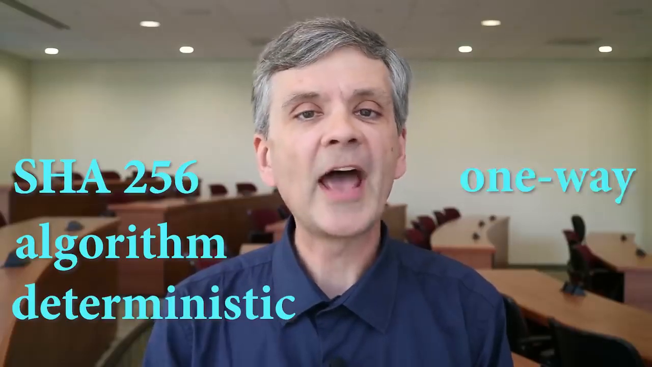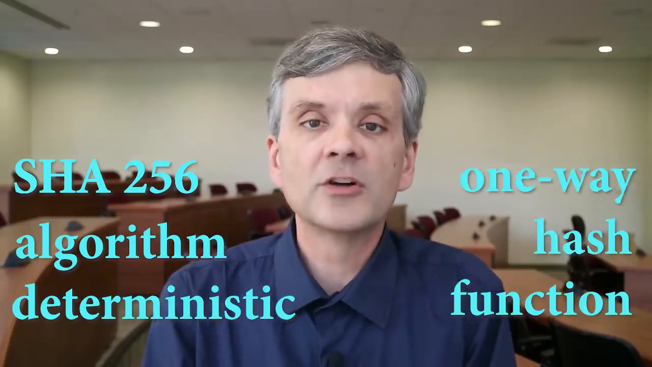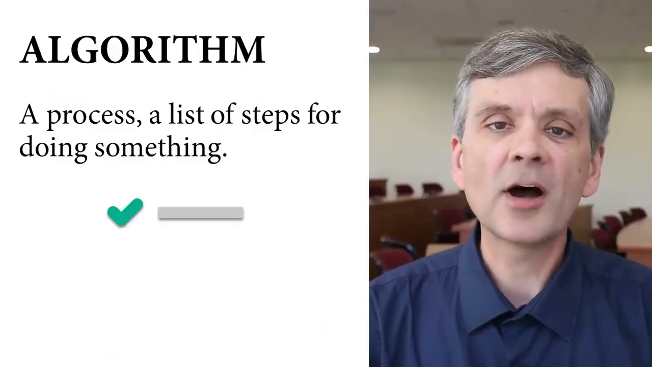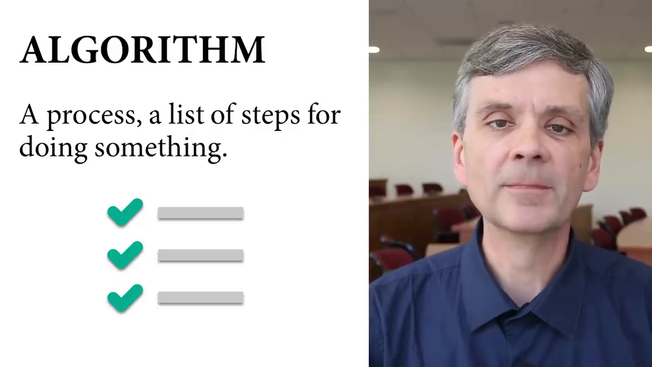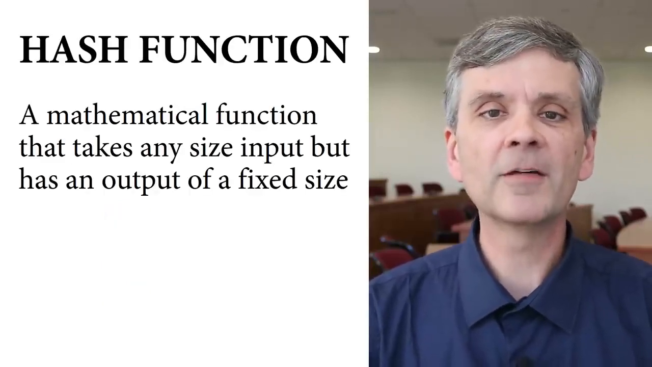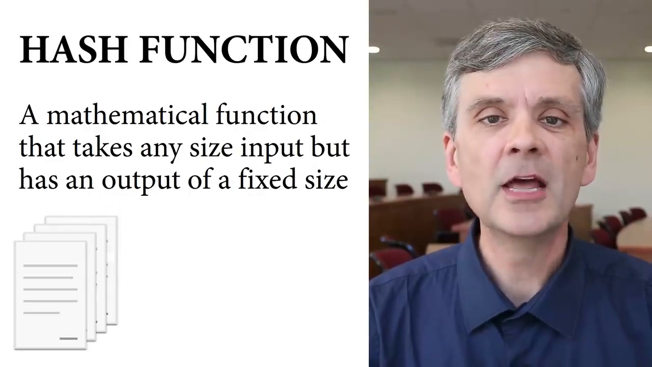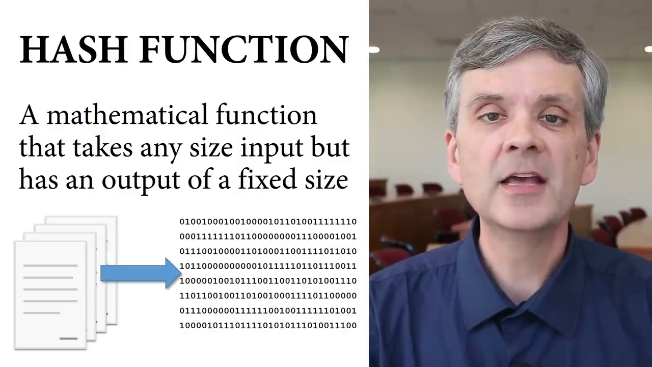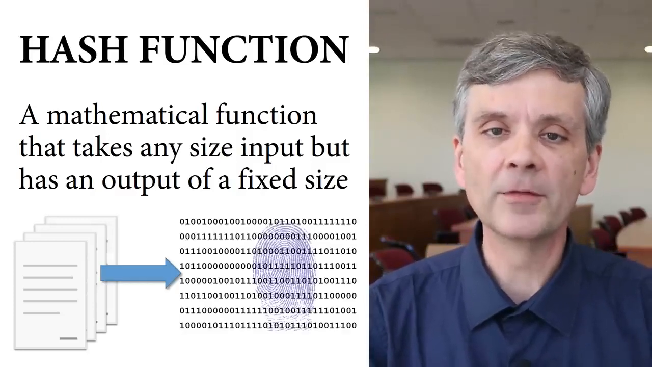The SHA-256 algorithm is a deterministic one-way hash function. Now, what in the world do those words even mean? An algorithm is just a process or a list of steps for doing something. A hash function is a mathematical function that takes any size of input but has an output of a fixed size. You can think of it as a digital fingerprint for the file.